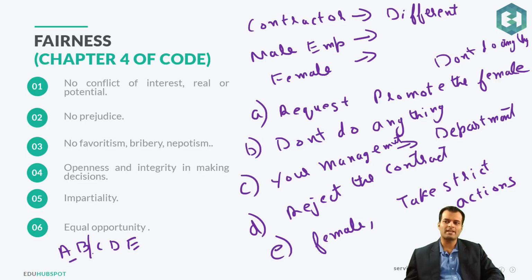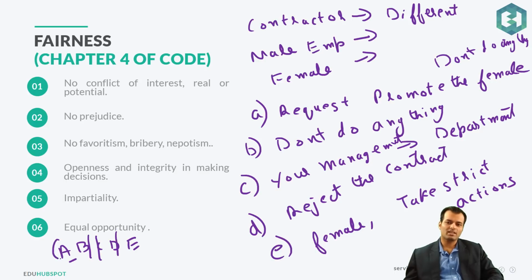Reach out to your management and reach out to the other departments. What will it do? Will it really help you? Nah, right? It's not giving you a solution to the problem. Fourth, reject the contract. It's too extreme of a choice. That can't be the choice. So only 2 options are request to promote, which are option A and E. A is request to promote and don't do anything if they don't. And E is request to promote the female employee but take strict actions if they don't.